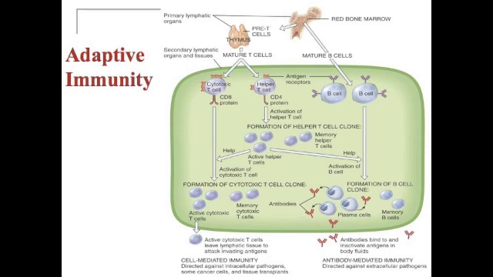And then, as you know from the previous slide, there are 2 types of adaptive immunity, and those are cell-mediated immunity, which you see there on the left side, and the antibody-mediated immunity, which you see on the right side.